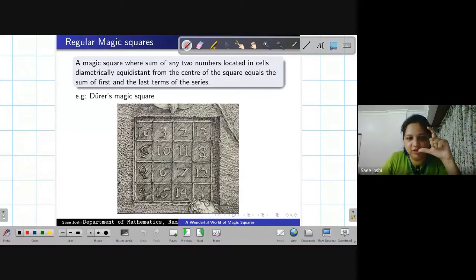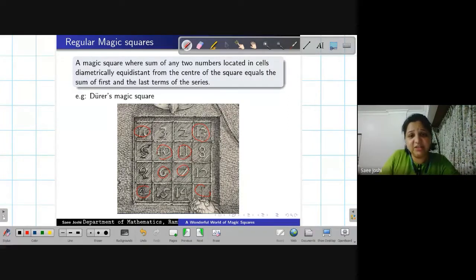So I have 16 over here and I have 1 over here. 16 plus 1, they are diametrically equidistant, so that sum turns out to be 17. Then I have 10 and 7. They are also diametrically equidistant from each other, and 10 plus 7 is again 17. Then you look at this diagonal also. You look at 4 and 13. That sum is also 17. And along with that, you look at 6 and 11. That sum is also 17.